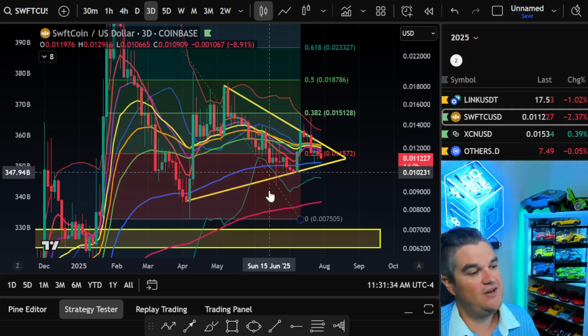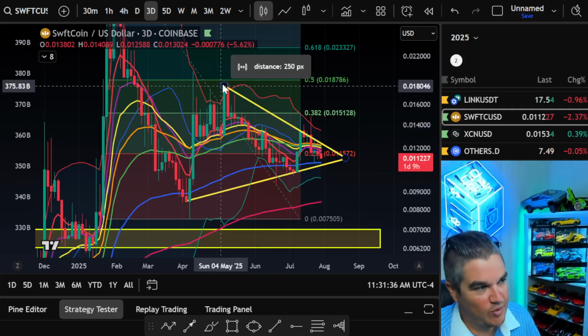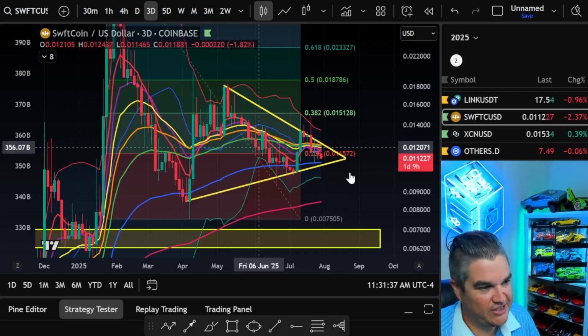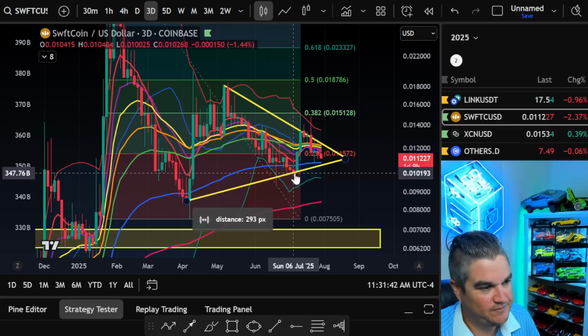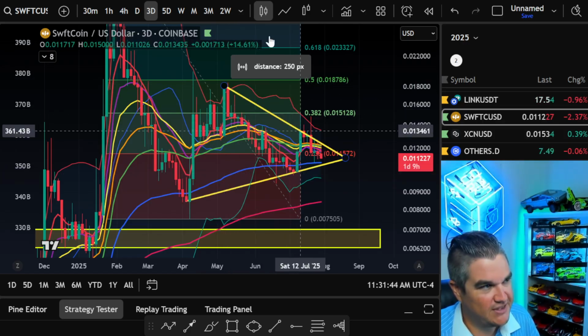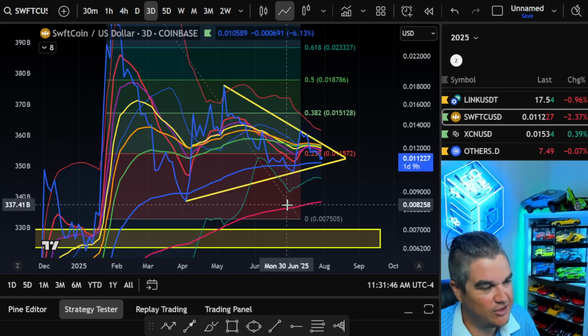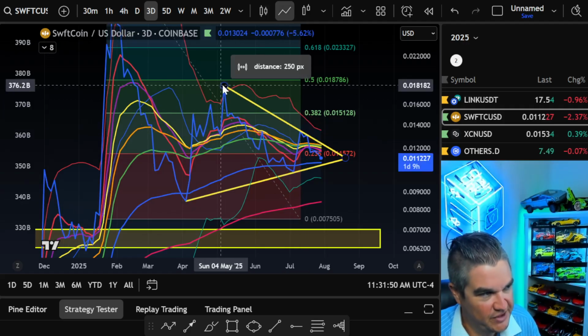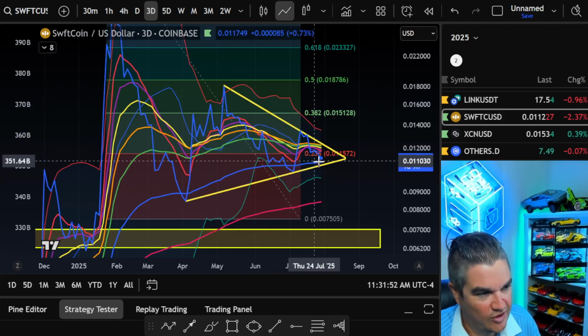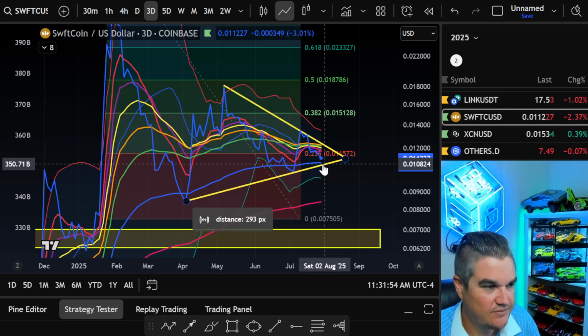Swiftcoin 3-day. We're approaching a bigger decision here. And we have 2 touch points on the bottom. We have 3 touch points on the top, and you can kind of check yourself with the closing price. Put it on line chart here, right? 1, 2, 3. 1, 2. Are we going to get 3 on the bottom?